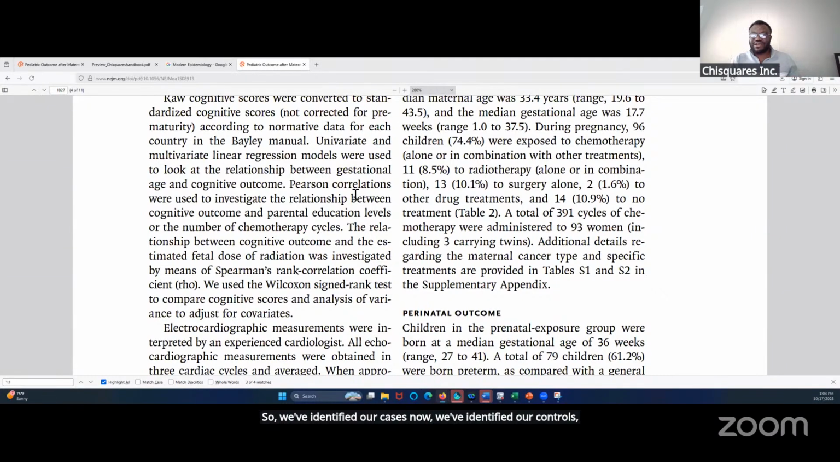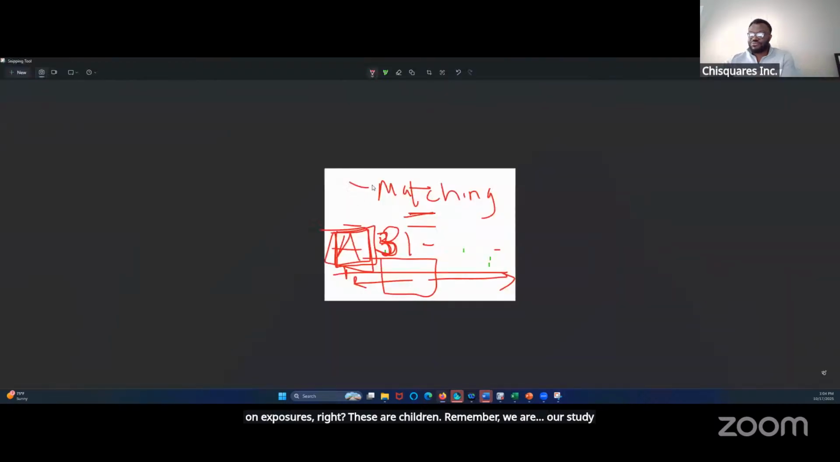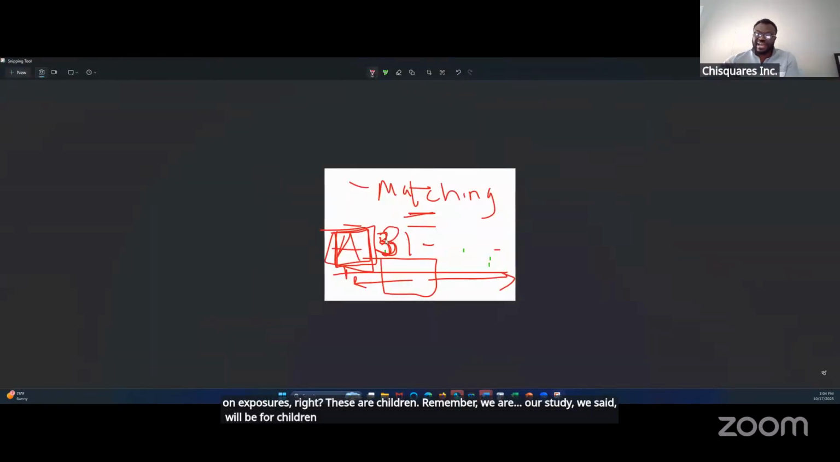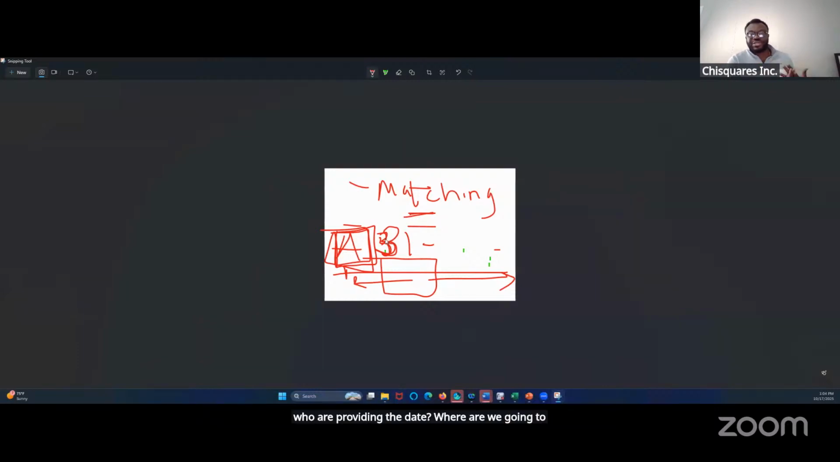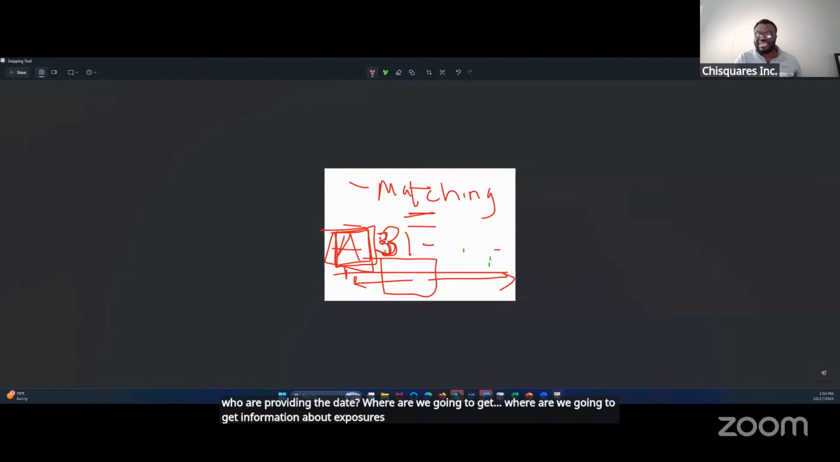So we've identified our cases now, we've identified our controls. Now we can collect data on exposures, right? These are children. Remember, our study we said will be for children ages maybe 1 to 5, who are providing the data. Where are we going to get information about exposures from in this case?